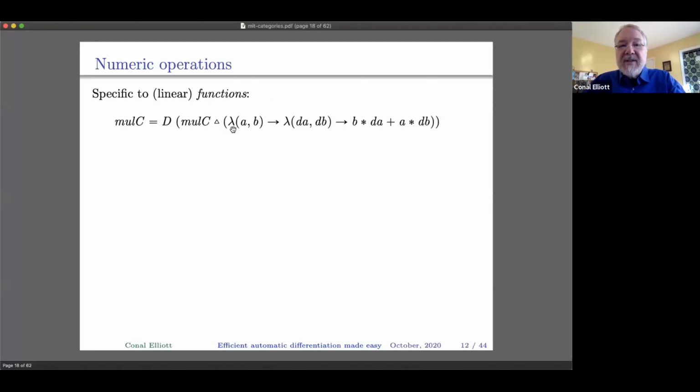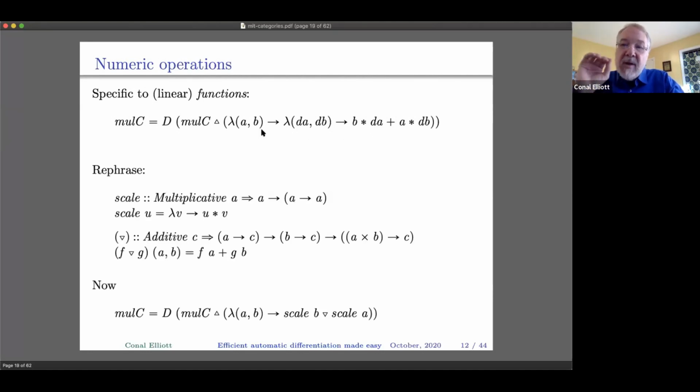So here again is the definition of the derivative part of multiplication. And I want to re-express this, do a little bit of refactoring, as people call it in programming, or re-express it in more algebraic terms. So I introduced two new pieces of vocabulary. One is scale. The idea is if we have a type A that's multiplicative, we can take A and generate a function from A to A, and all it is is multiplication taking one argument at a time. In functional programming and lambda calculus this is called currying. So it's a curried version of multiplication.